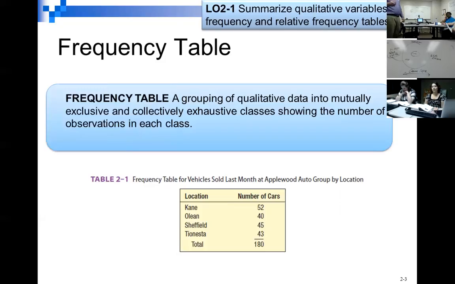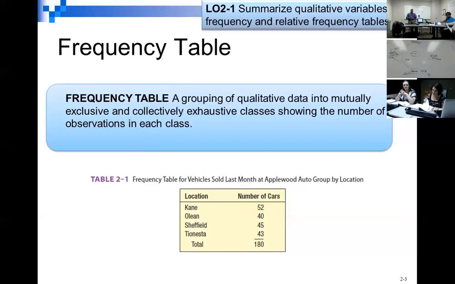Can anyone tell me mutually exclusive and collectively exhaustive, what that means? Because I will tell you, economists, we love that term. We love those two terms. Mutually exclusive. Both things are completely separate, and when you put those two things together, you have covered all of your bases. Absolutely, good job. It means that collectively exhaustive, there were 180 cars sold.